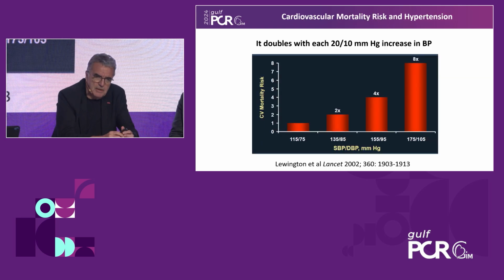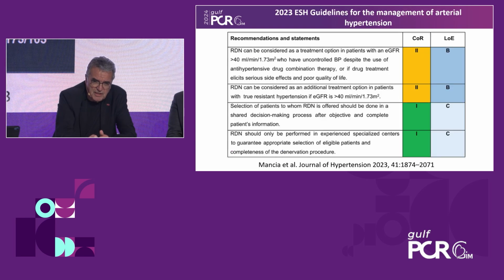Another point is cardiovascular mortality. We do not talk about morbidity, but here we are talking about mortality. And it is really impressive to see that the mortality rate doubles for each 20/10 increase in blood pressure. You can see on the slide that the risk is multiplied by 2 at each step of hypertension. So, damage to multiple organs. Second, the risk of cardiovascular disease. Third, the cardiovascular mortality risk.